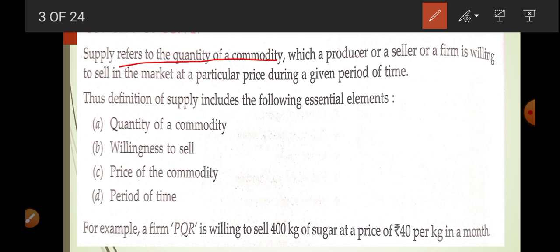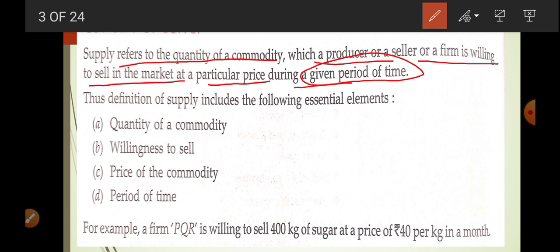Okay, so what is written here? Supply refers to quantity of a commodity which a producer or seller of a firm is willing to sell in the market at a particular price during a period of time. Okay, so this is the meaning of supply, and what important points come from this definition. First, quantity of a commodity. The supply is related to a particular commodity. Second thing, the buyer, seller or firm is ready to sell when the firm knows the price, and it is always measured over a period of time. The period of time is related to flow, so it is a flow concept.